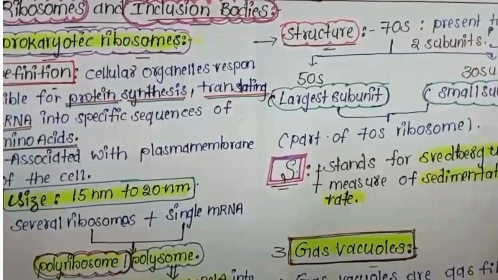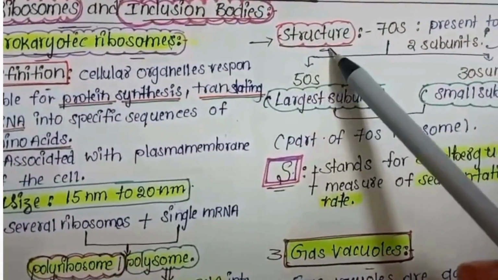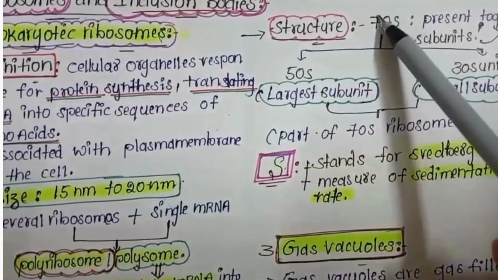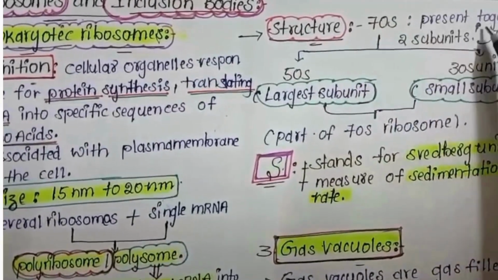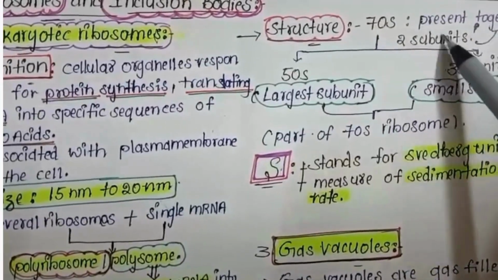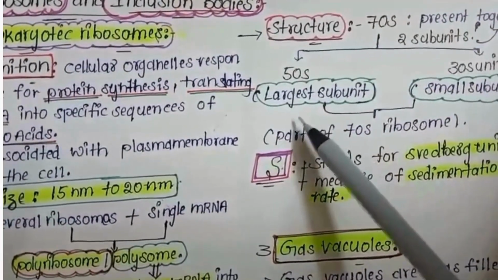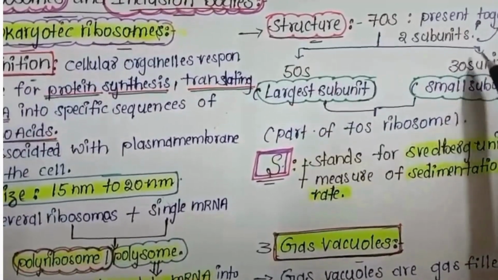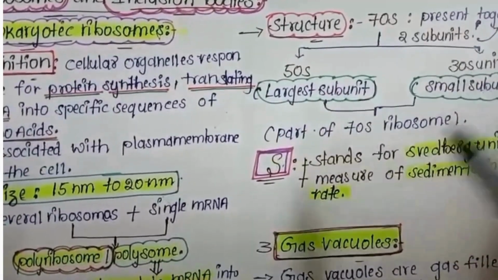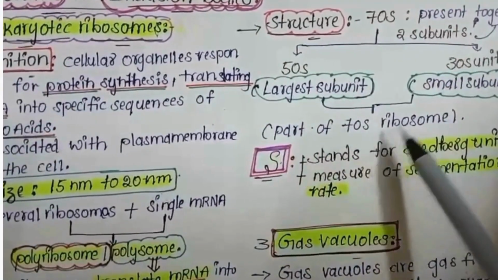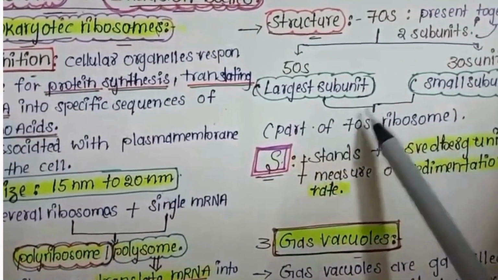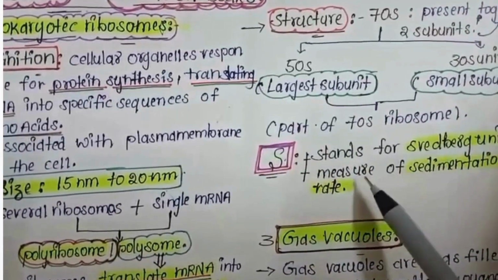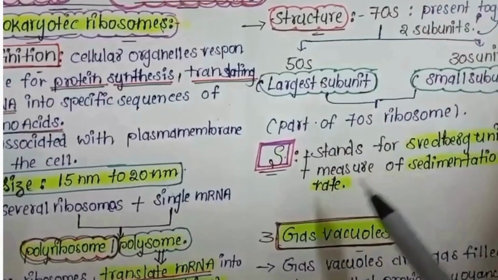Coming to the structure of prokaryotic ribosomes, these are 70S ribosomes, which are present together as two subunits: a larger subunit which is 50S and a smaller subunit which is 30S. These are parts of the 70S ribosome. Here S stands for Svedberg unit, which measures sedimentation rate.